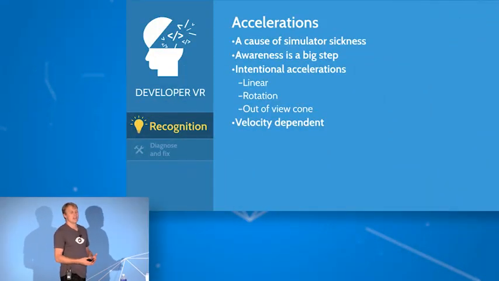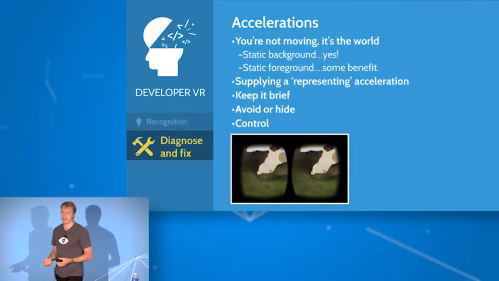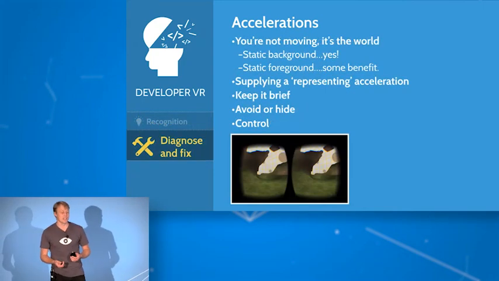Okay, another big one I just want to talk about, which comes up again and again and is perhaps a barrier to virtual reality games being the experience they could be, is accelerations within your game. In particular, accelerations that perhaps don't need to be the extent they are, or haven't been entirely thought through and could be improved. It is a cause of simulator sickness. I'd say it's the big one. It's any sort of acceleration, and just being aware of it is a big step in the right direction.